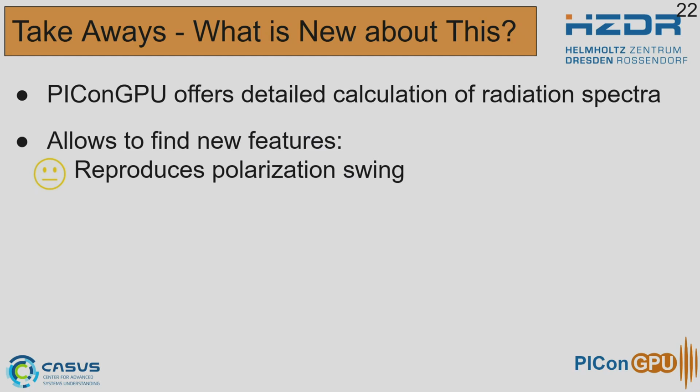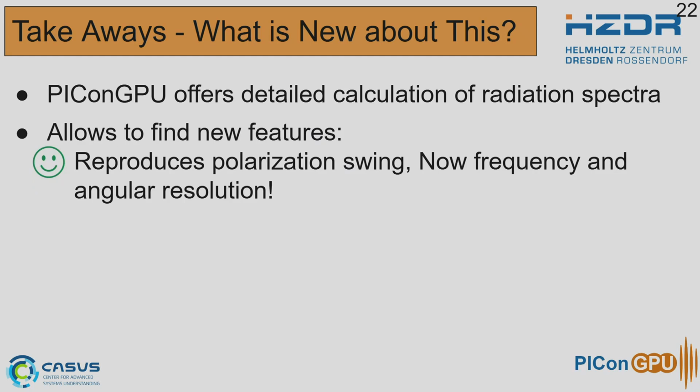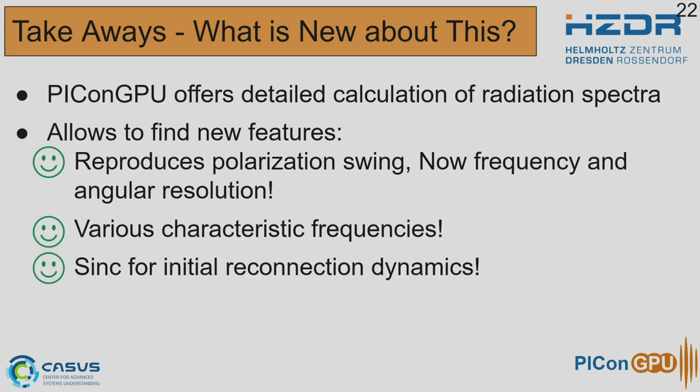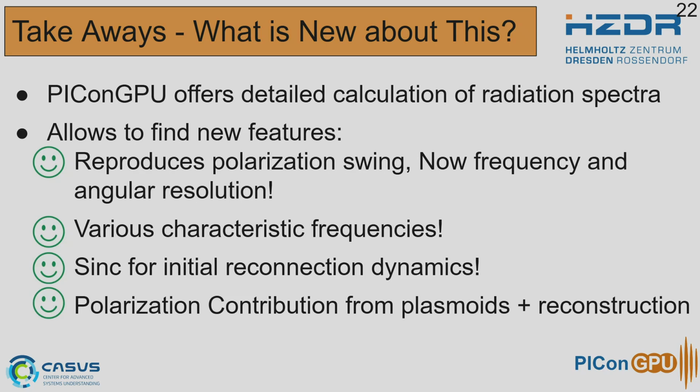And so to just give a brief summary, indeed we found the polarization swing that Zhang observed, but we actually saw that it was limited in frequency. It was only visible after 30 plasma frequencies. Then we found various characteristic frequencies. We found the sinc shape and the gyration frequency. And exactly this sinc shape was kind of characteristic for reconnection dynamics because it was this suddenly disturbed system.